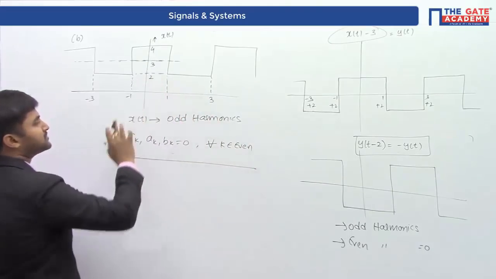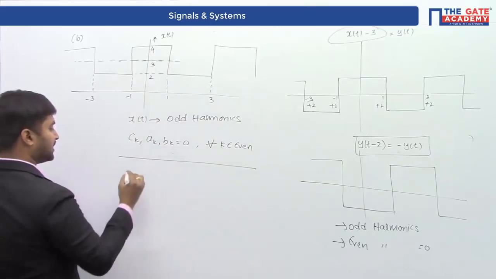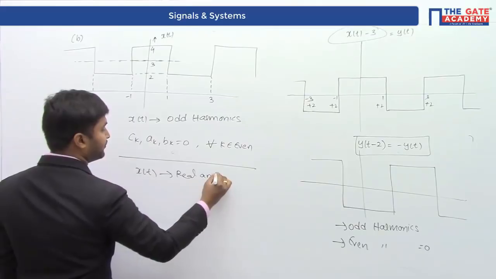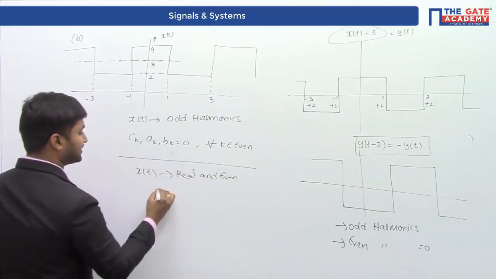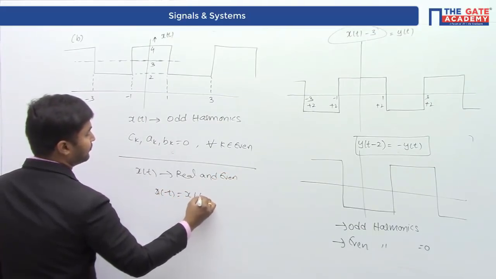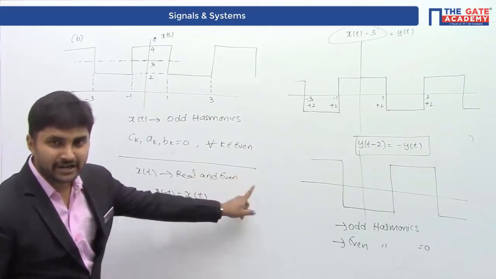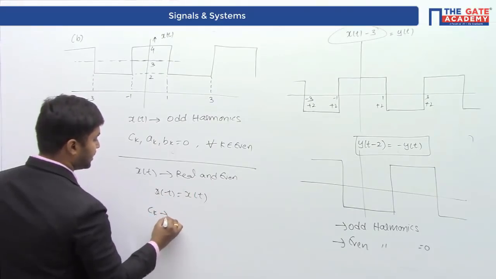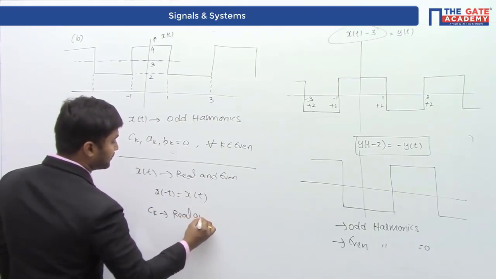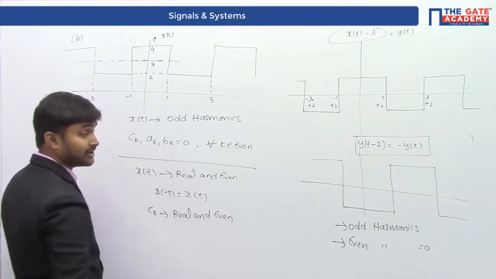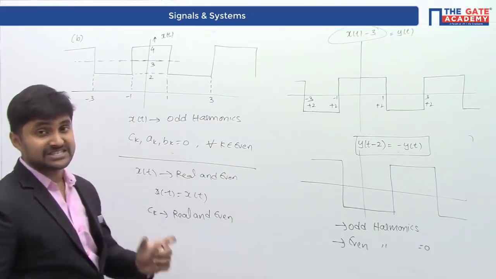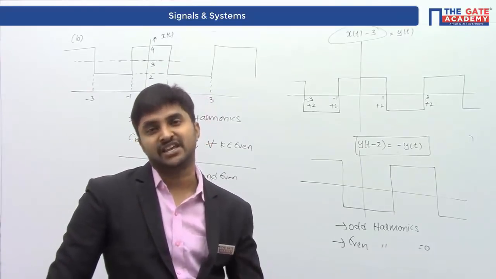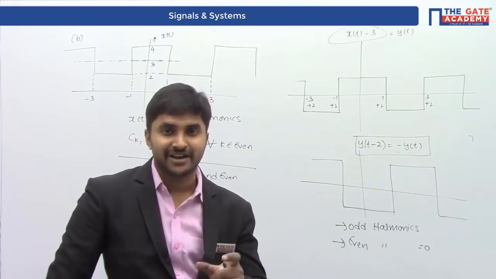Now again, if you observe the nature of signal x of t, the signal is real and even. Why? When you apply the time reversal on the signal, it will be the signal itself. It indicates that it's going to be real and even. So whenever the signal is real and even, then CK is also going to be real and even. Very important point: whenever the signal is real and even, CK also satisfies real and even.